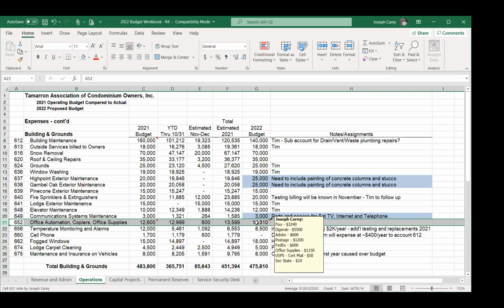Postage costs, FedEx costs, office supplies, UPS certified. Now I know what that is. Maybe we can get away with not doing that every time. I wish we could too. And doing our annual reports with the Secretary of State, corporate report. Okay, so there's that.